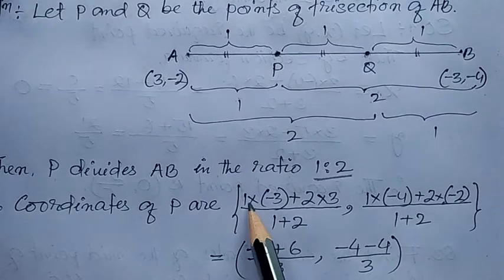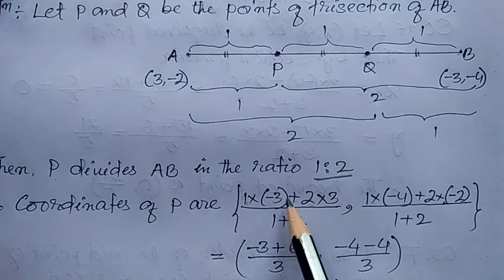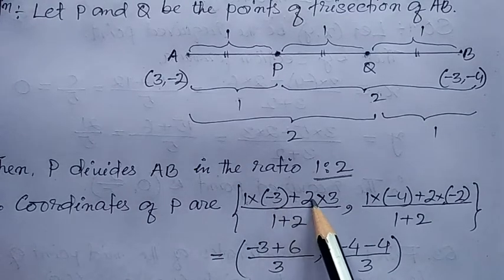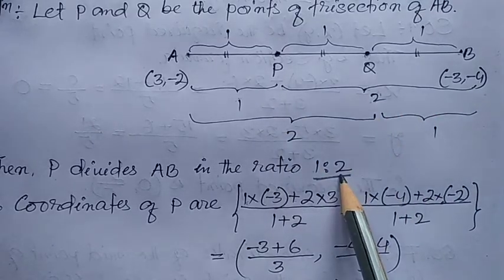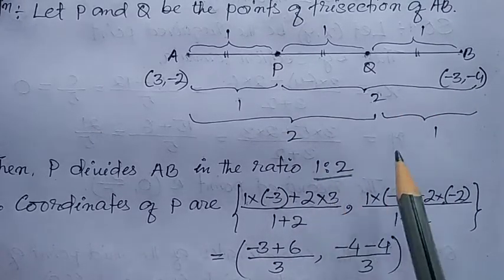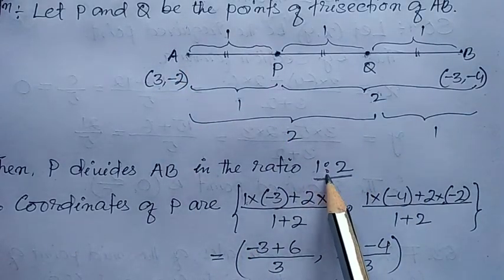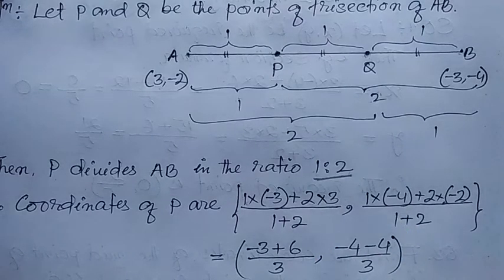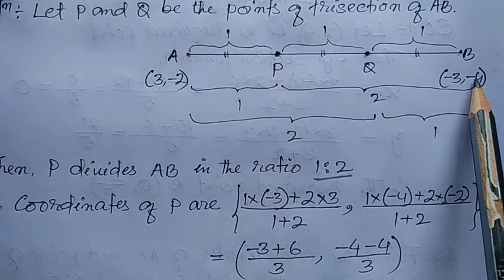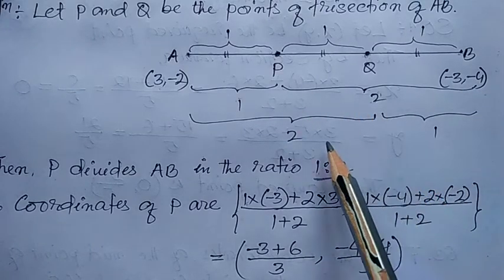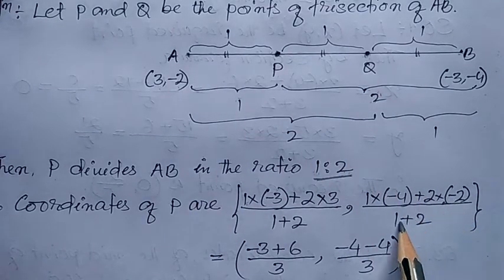Then according to this formula, m value is 1 here and x2 value is minus 3, so mx2 plus nx1. The n value, the second part of the ratio, is 2, into the x1 value, the first point's 3, divided by m plus n, 1 plus 2. Then the ordinate: my2, m is 1 here, y2 is minus 4, plus ny1, n is 2 and y1 is minus 2, divided by m plus n.